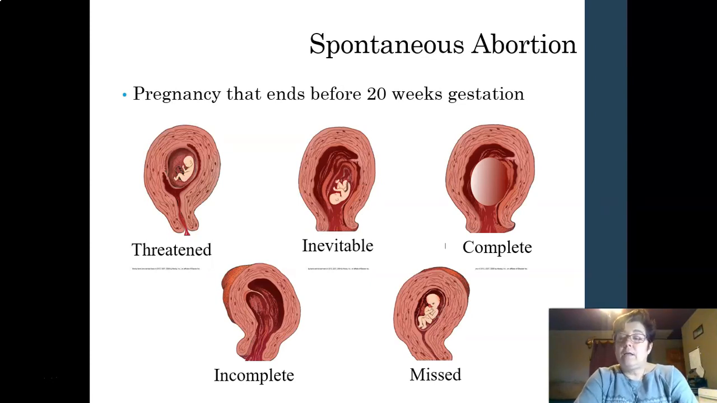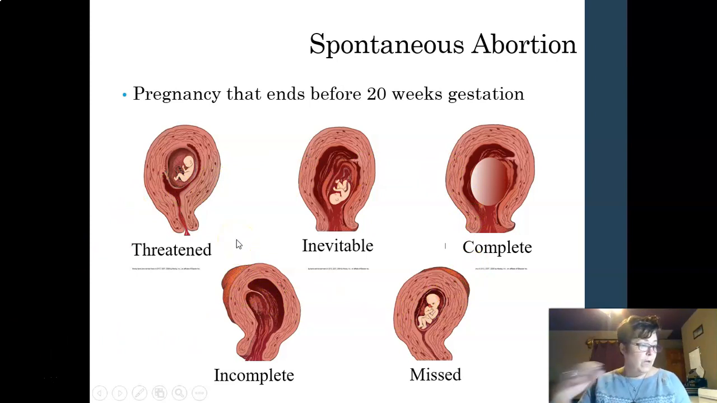Other conditions can cause bleeding in the first trimester, and this could be anywhere within the first 20 weeks, so the first half of the pregnancy. The medical term is a spontaneous abortion. We commonly refer to it as a miscarriage. This is when the pregnancy ends on its own naturally before 20 weeks gestation. And a miscarriage or a spontaneous abortion is classified into different types.